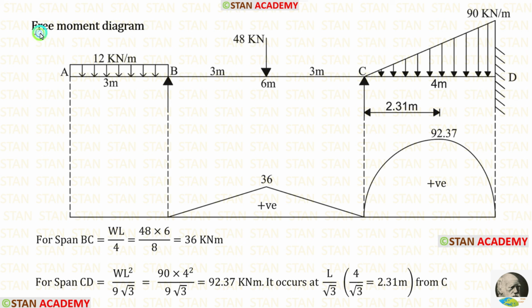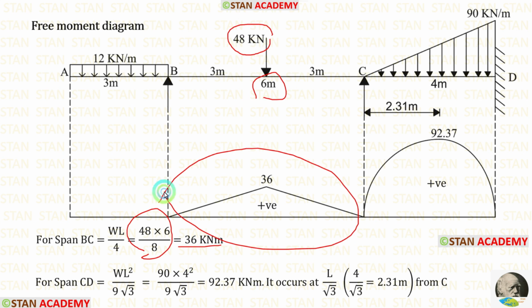Now let us draw the free moment diagram. To draw this diagram, we have to consider every span as a separate simply supported beam. In the free moment diagram, no need to consider the overhanging span. In the span BC, there is a point load 48 kN. It is acting in the center. The formula to calculate the maximum bending moment is WL upon 4. Here W is 48, L is 6. When we apply the values inside the formula, we are getting 36. Using that, we can make this diagram.